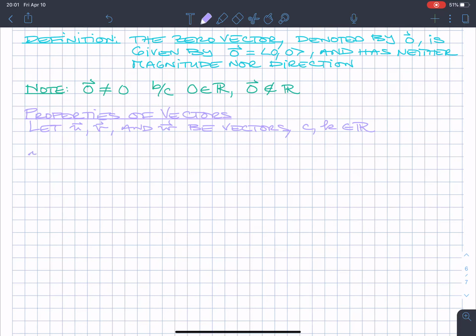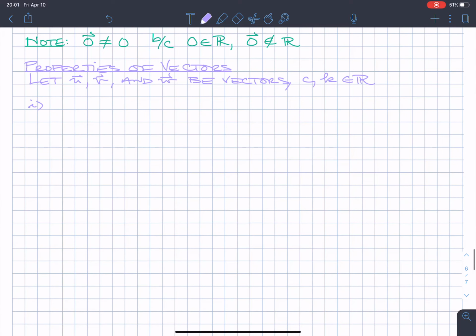So here we go. Number 1, the first property of vectors. If I multiply 1 times a vector u, that's a scalar 1, I just get the vector u. Number 2, 0 times any vector u turns out to be the zero vector, and we'll prove that in a moment. Number 3, u plus v is the same as v plus u.